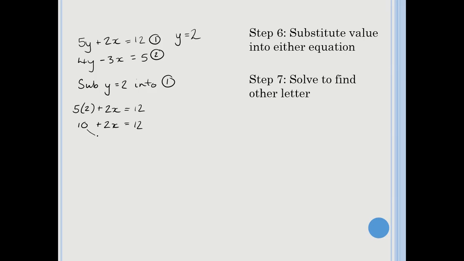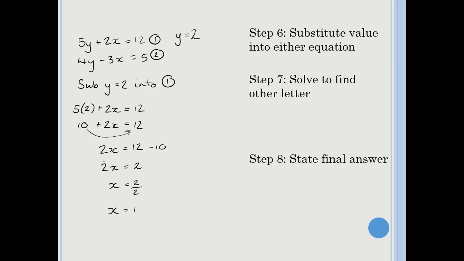I've now got it in a familiar equation. I need to bring this 10 over. So I've got 2x equals 12. Opposite side, opposite operation. So it's going to be subtract 10. So 2x equals 2. X is going to be 2 over 2. So x equals 1. And as always, at the end, state your final answer. So that's the next step on, where we have to multiply the original equations in order to find a way to cancel out one of the variables.